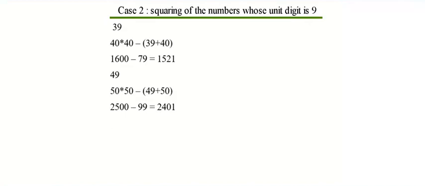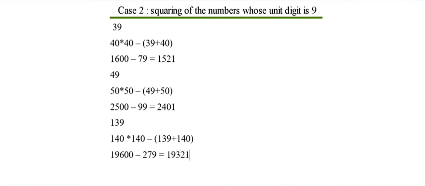Now let's try for one more number. Let's say we have to find out 139 square, a bigger number. Now 139 square can be written as what? The nearest value will be 140. So 140 into 140 minus, we will take the same number 139 plus 140. Now what is the answer? Now 14 into 14 is what? I know 196. So 140 into 140 should be 19600 minus what is 139 plus 140? That should be equal to 279. Then the whole answer should be equal to what?